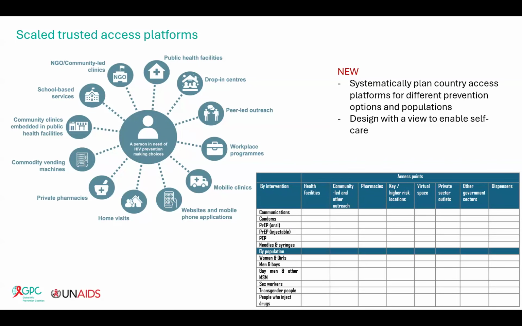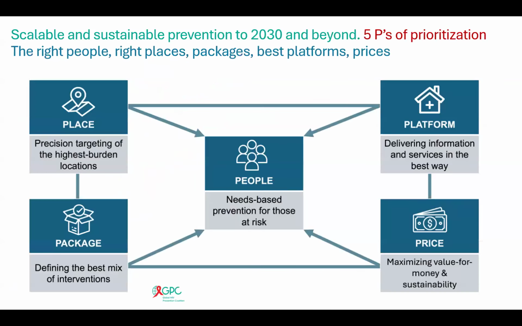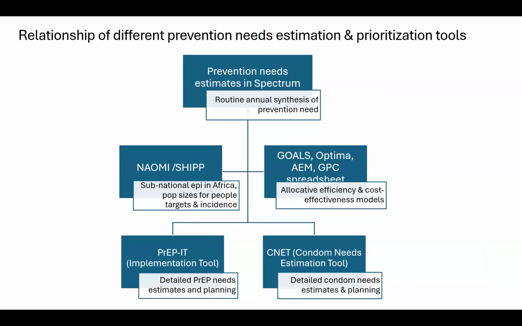locations or virtual spaces. The new framework has a prioritization algorithm that has five P's of prioritization: the right people, the right places, the right packages, the best platforms, and the right prices, all coming together. They will actually help determining that effective prevention mix that the new framework is organized around.